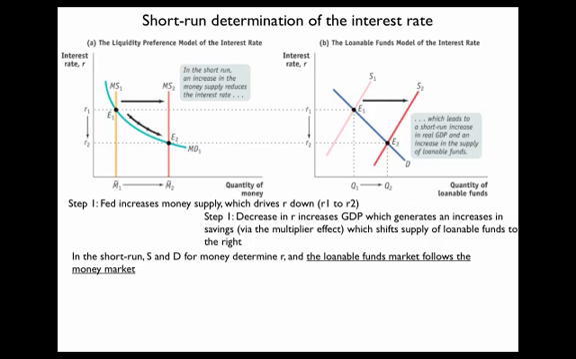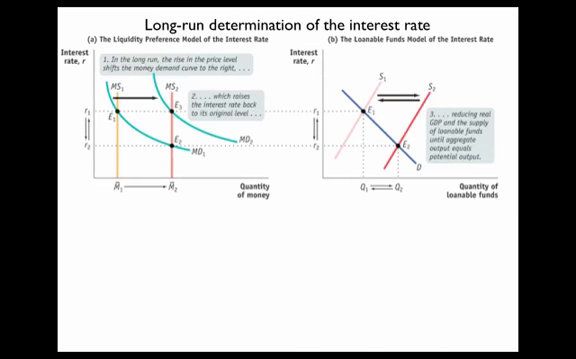So in summary, in the short run, the supply and demand for money determine the interest rate. And the loanable funds market follows the money market. That's the key. In the short run, supply and demand for money, so the left graph, determines the interest rate. And the loanable funds market follows the money market because R1 and R2 are the same in both of these graphs.